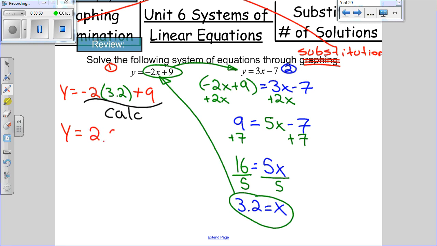I just want to say something about this calculating part. You only put this part in your calculator. Okay, you don't put anything else in.